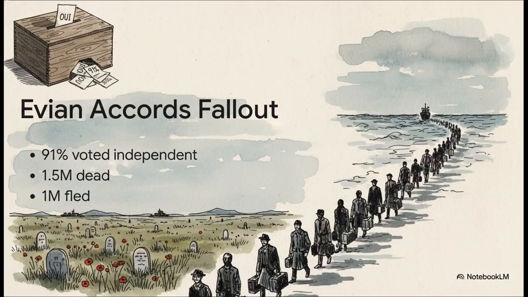The war did finally end with the Evian Accords in March 1962, but the fallout was staggering. Even though 91% of Algerians voted for independence, it cost anywhere from 300,000 to 1.5 million Algerian lives. Plus, it destabilized the French Fourth Republic and brought Charles de Gaulle to power. It really exposed a deep contradiction: a French republic claiming to uphold universal human rights while violently maintaining colonial rule. Following all of this, 1 million Pieds Noirs fled to France as refugees.